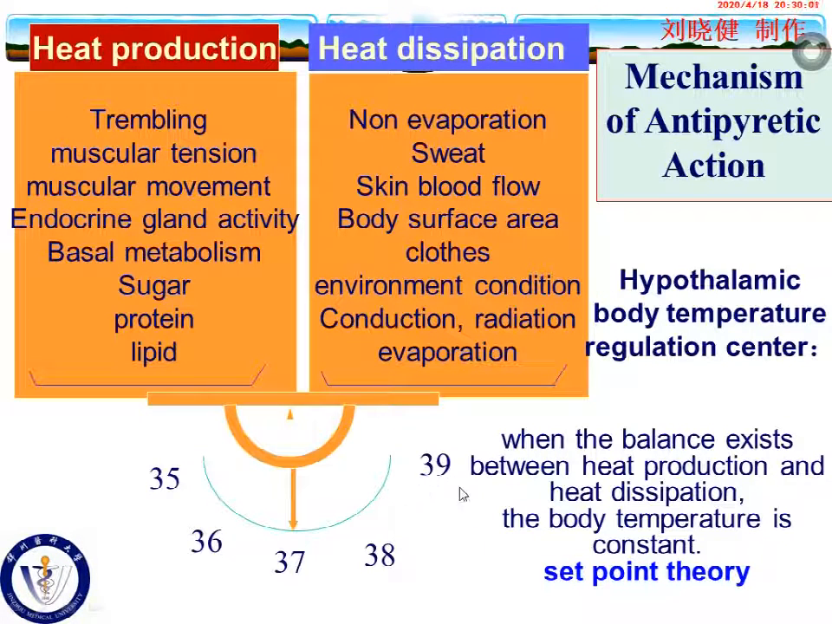I think you know the body temperature usually stabilizes at a normal range. It is because of the balance between heat dissipation and heat production. I think you know set point theory. When these two mechanisms are in balance, the body temperature is constant. And you know, the body temperature regulation center is at the hypothalamus.